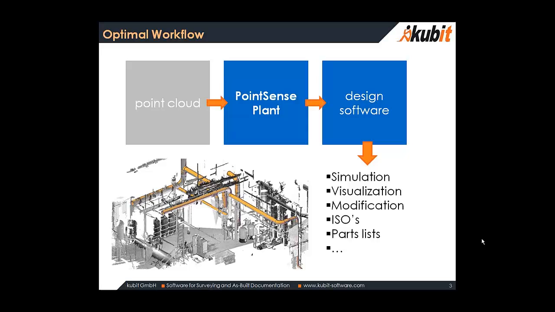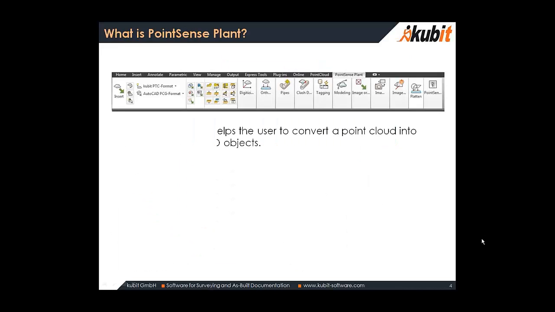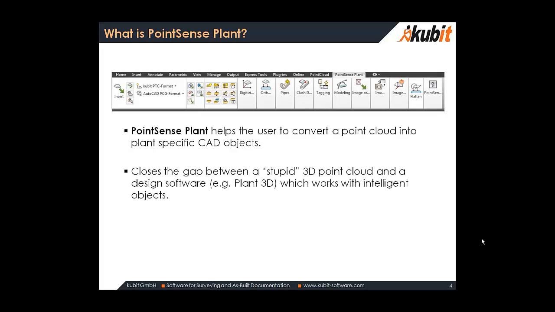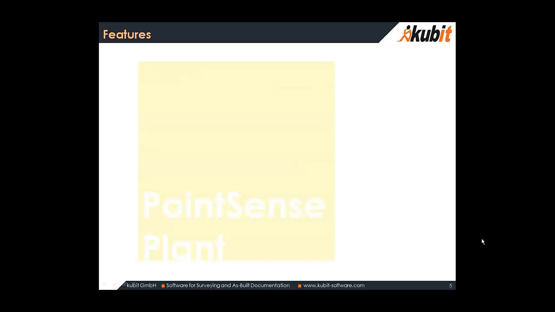Once this gap is closed, we can use our point cloud data to create a 3D model, to do simulation, visualization, or for example ISOs, and so on. So what is PointSense Plant? Just quickly, PointSense Plant helps the user to convert a point cloud into plant-specific CAD objects, and it closes the gap between a stupid 3D point cloud and the design software, for example, AutoCAD Plant 3D, which mostly works with intelligent objects. PointSense Plant also works, like the other PointSense products, directly in AutoCAD and is based on catalogs.